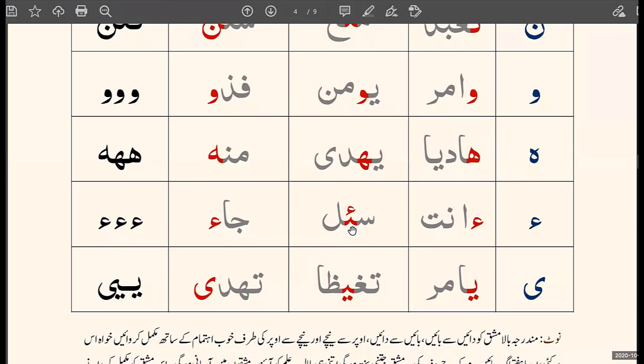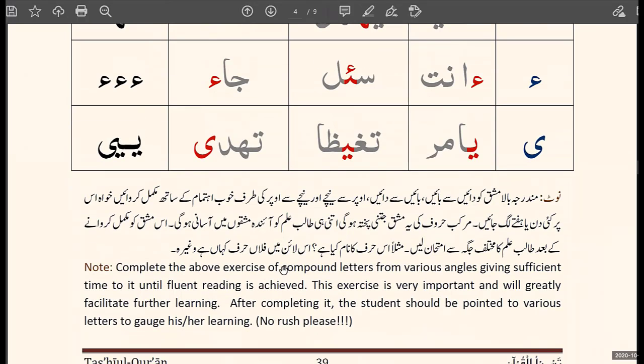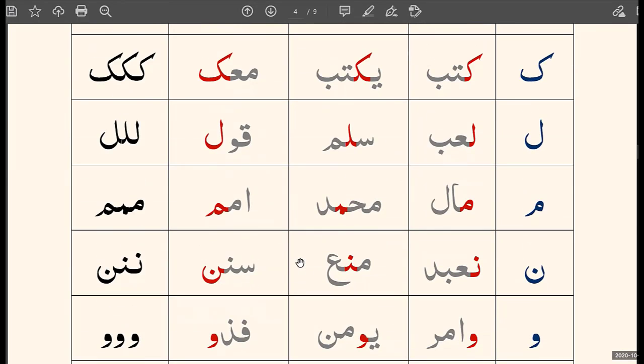When it needs to be joined to the previous or to the next letter, it needs a chair. Sometimes it is on alif, sometimes on waw, other times on ya. Alif, waw, ya are the three letters that provide a stool or chair for Hamza to be connected to the previous or next letter, as you can see here in the third column of Hamza. So this was very important.